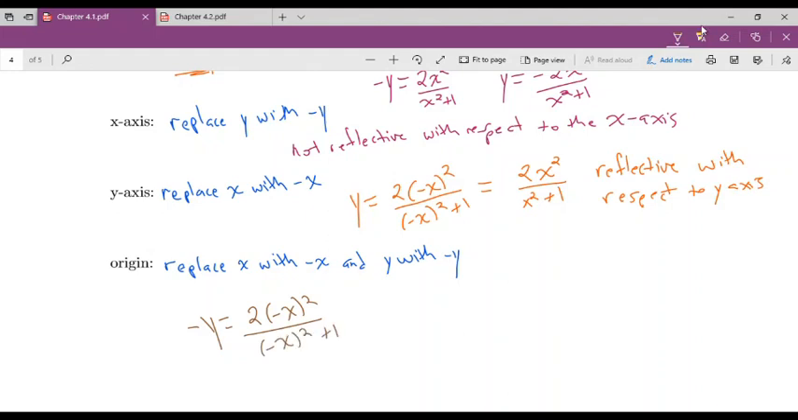Now let's simplify this. We already know that we can simplify this to look like this. So I get negative y equals 2x squared over x squared plus 1. If I multiply by negative 1 to cancel that negative 1 out, I get y equals negative 2x squared over x squared plus 1. This is not the very same thing as the original function they gave us up top, right? Therefore, it's not reflective with respect to the origin.